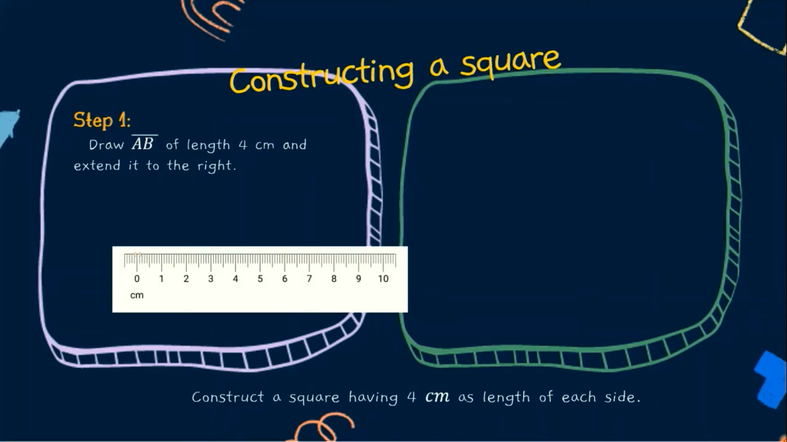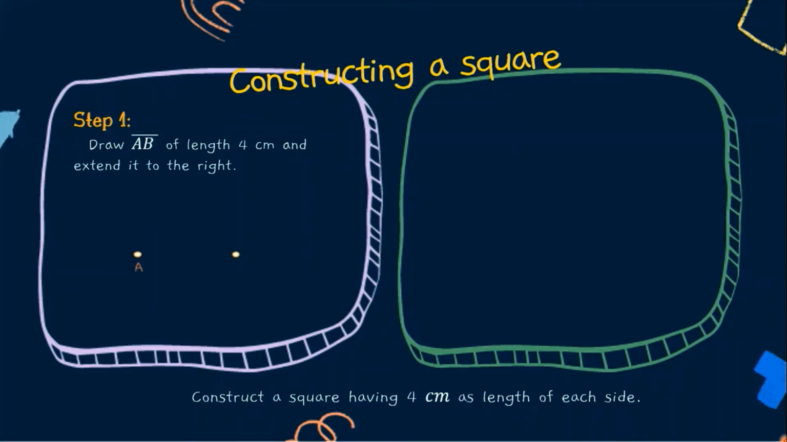Kuha tayo ng ruler. Maglagay tayo ng point sa tapat ng 0 as a marker. At isa pang point sa tapat ng 4 dahil kailangan natin ay 4 cm. Yung ating first point ay label natin as point A, and then the second one, label it as point B. And then connect points A and B together, and then extend it to the right. Yung ating points A and B, when we connect these 2 points together, yung sukat nito ay 4 cm.